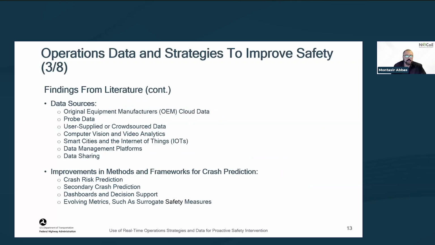And then we also looked at the data sources. So what kind of data can we get with all of this? One of the major data sources was original equipment manufacturer cloud data. Now, there were several companies collecting this kind of data and selling it to some aftermarket sellers and some of the companies and so on. There is also the probe data and the user supplied or crowdsourced data.